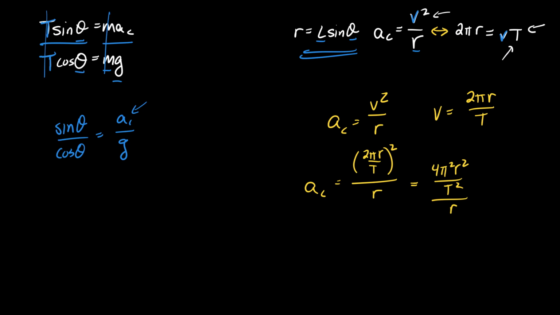Is that okay? I did that because I want to cancel one of the R's because I see an R there and an R there. I want to cancel one of the R's. And that leaves me with 4 pi squared R over T squared. That all good? All righty. I'm going to do my substitution then. Sine theta over cosine theta equals 4 pi squared R over T squared divided by G.